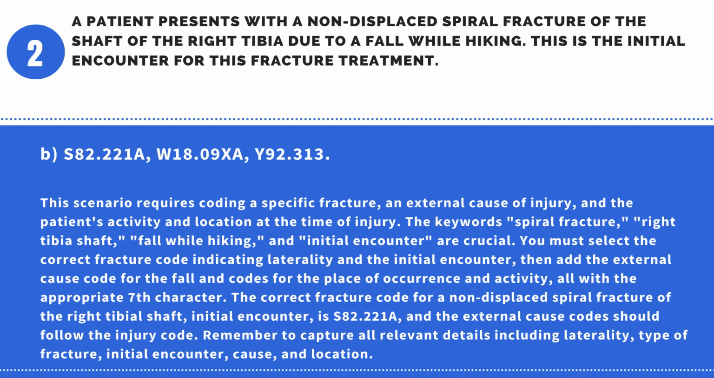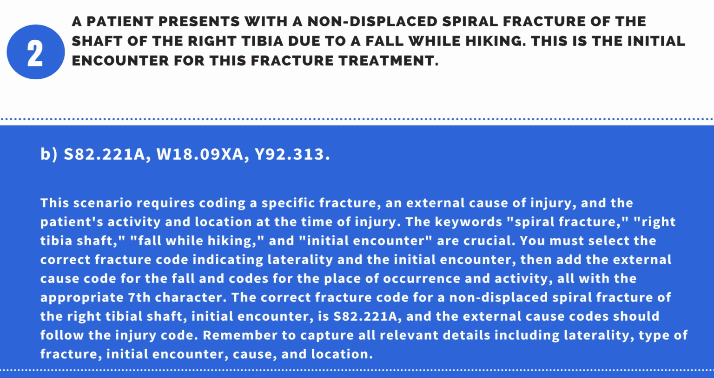Answer: B. S82.221A, W18.09XA, Y92.313. This scenario requires coding a specific fracture, an external cause of injury, and the patient's activity and location at the time of injury. The keywords spiral fracture, right tibia shaft, fall while hiking, and initial encounter are crucial. You must select the correct fracture code indicating laterality and the initial encounter, then add the external cause code for the fall and codes for the place of occurrence and activity, all with the appropriate 7th character.